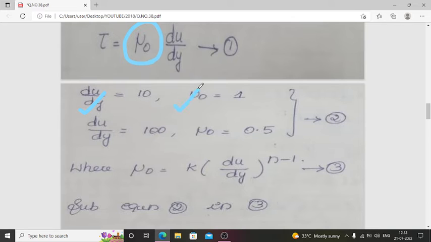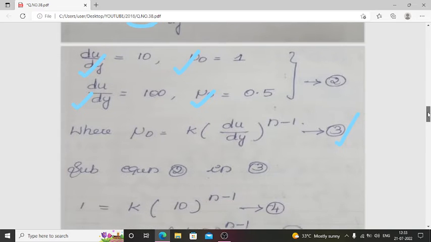Apparent viscosity 1 when shear rate is 100 second power minus 1. Apparent viscosity 0.5. This is the second equation. So what is the mu naught from the previous expression? Mu naught is equal to K into du by dy power n minus 1. This is the apparent viscosity equation, equation number 3. So substitute equation 2 in 3.